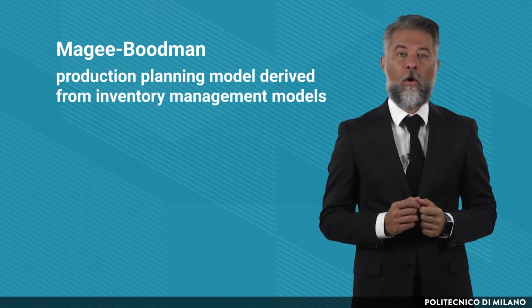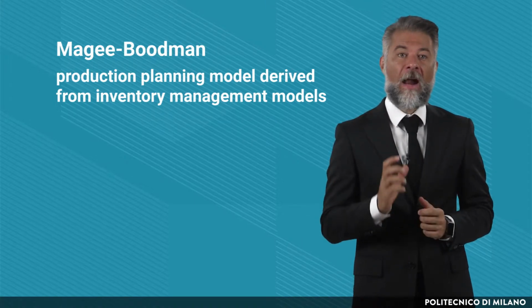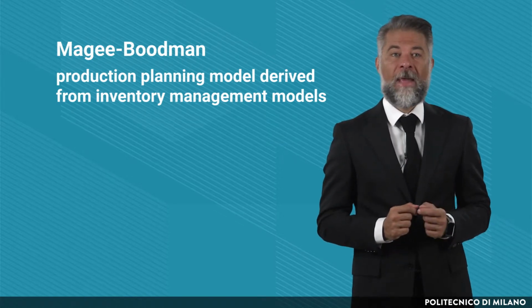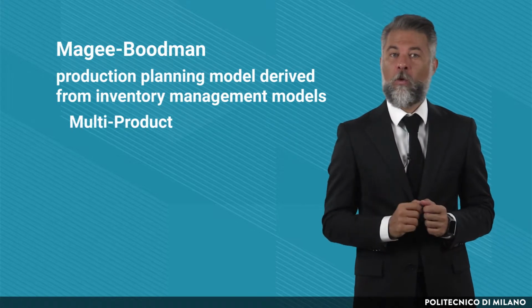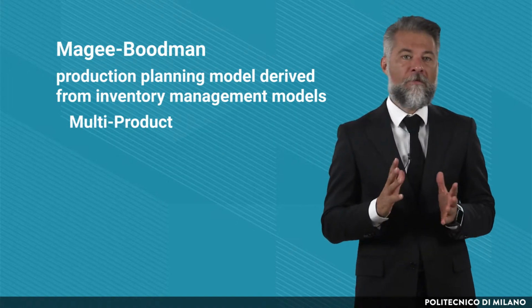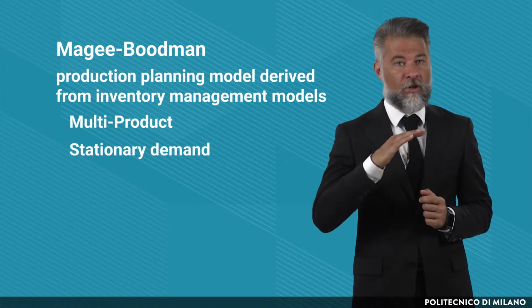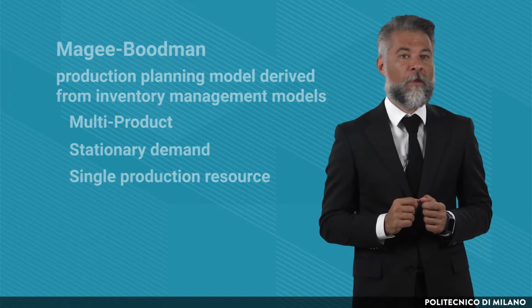In this lecture, we will discuss the Magee-Boodman algorithm. It is a model used for production planning, both at an aggregate level and for materials management, derived from inventory management models. In particular, it is a multi-product variant of the economic order quantity model, working under similar limiting assumptions, namely stationary demand and one single production resource.